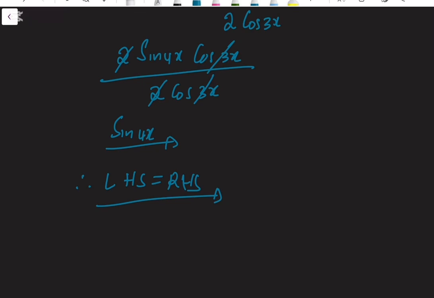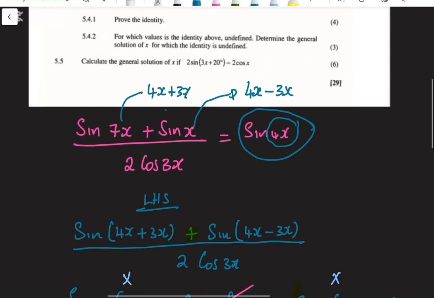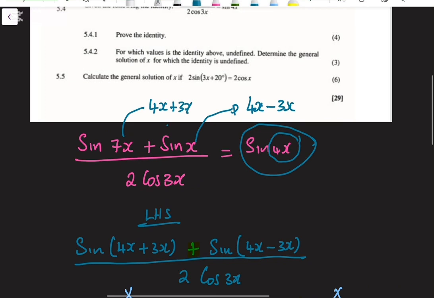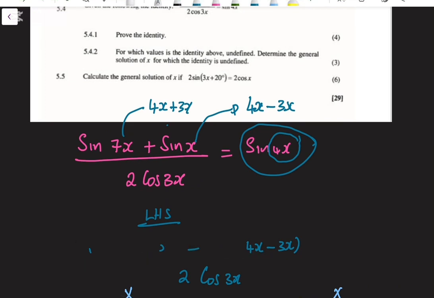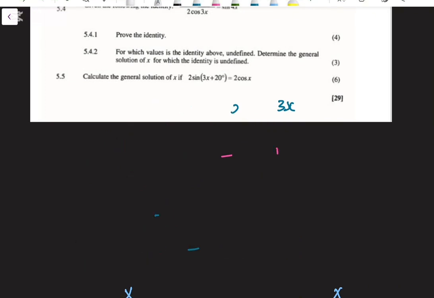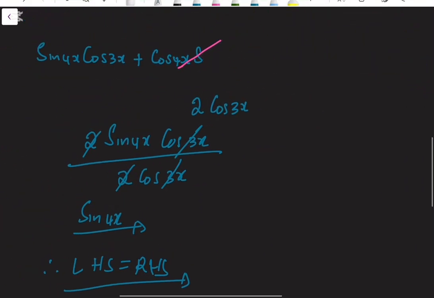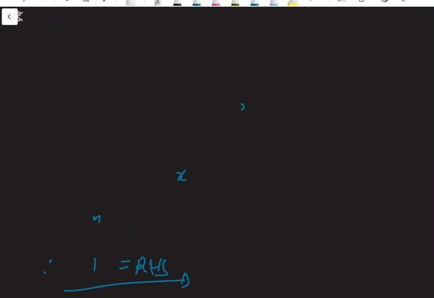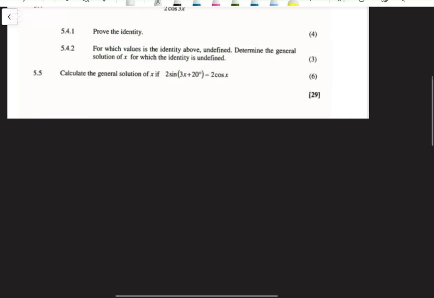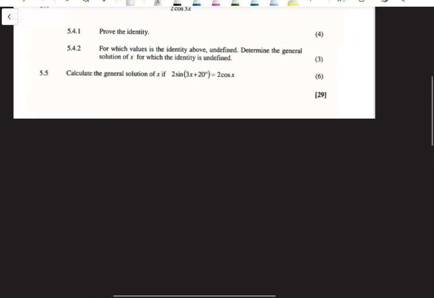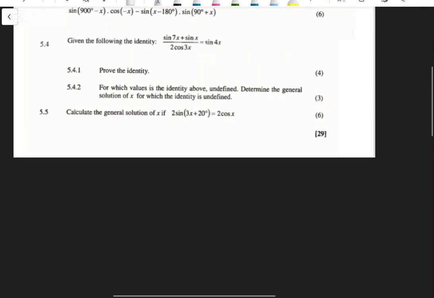Let's move to the last question. We are almost done with this 29 marks. Okay, let me erase again. Last question. We are required. Oh, there's a question that I almost missed.